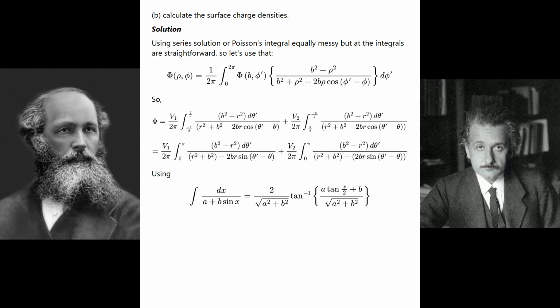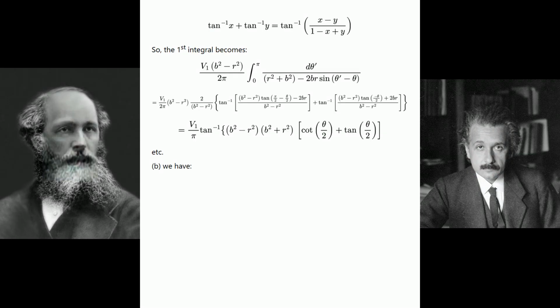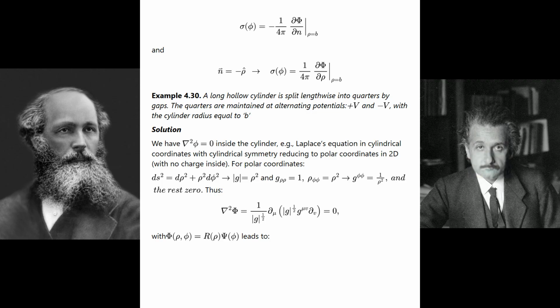Solution: using series solution or Poisson's integral is equally messy, but the integrals are straightforward, so let's use that, see the equation. So, see the equation shown. Using see the equation shown. So, the 1st integral becomes, see the equation shown. Etc. b. We have see the equation. And see the equation shown.